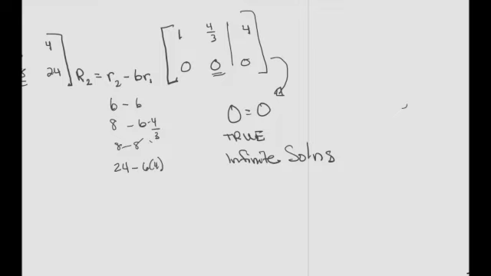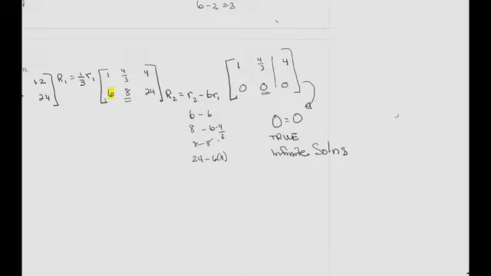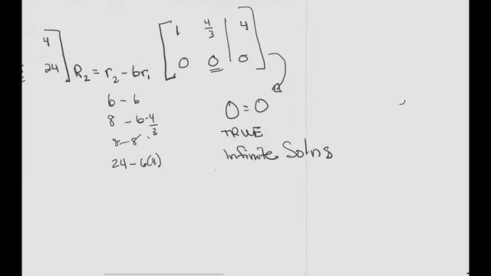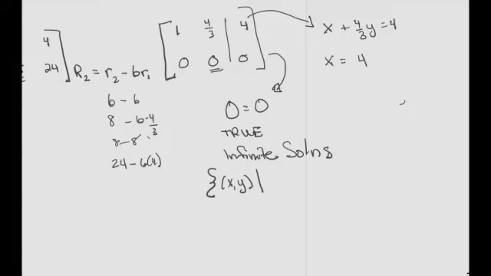What do I mean by that? The solutions are the solution set of every x, y pair such that, now I can say x or y, one of them is any real number. Let's come to this equation. This is x plus 4/3 y equals 4. How about I solve for x? I would say x is equal to 4 minus 4/3 y.